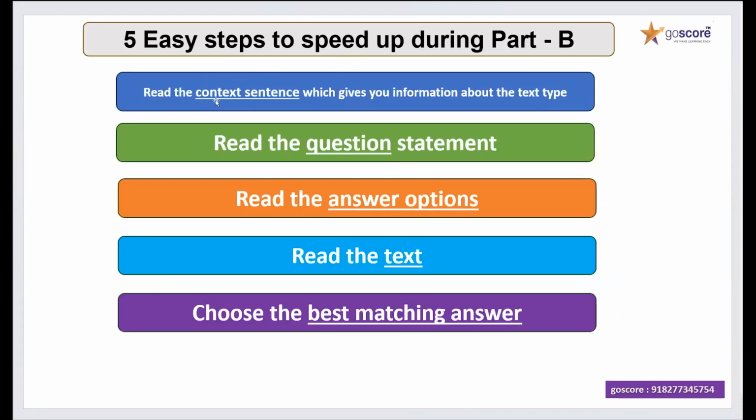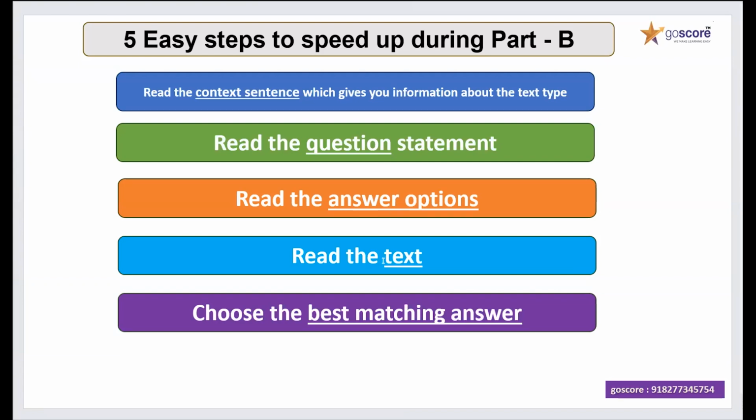Now, 5 easy steps to speed up during part B. First, read the context sentence, which gives you information about the text type. For example, blood pressure monitor or guidelines, something they'll give you as context. You need to read that so that you get information about what it involves. Then read the question statement and answer options.